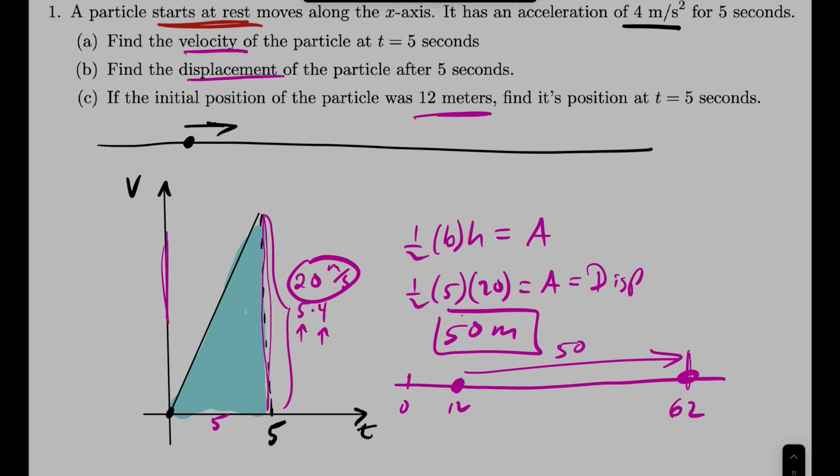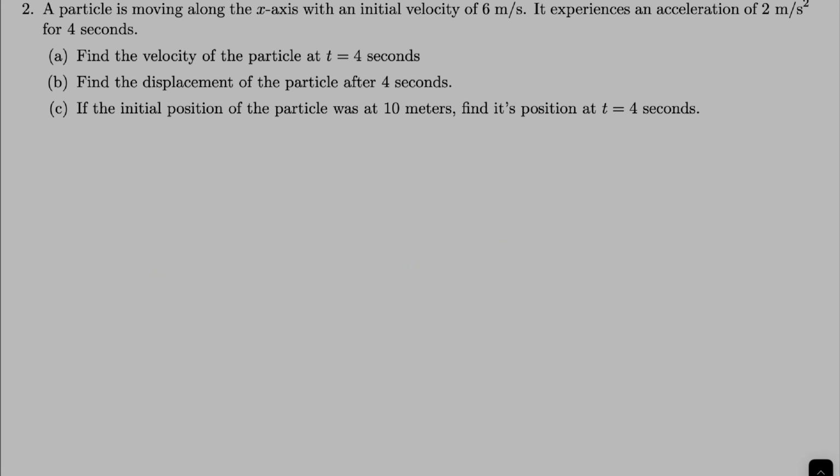Problem number 1 done. No equations required. Let's get on to the next one. Here we are with problem number 2. We're going to solve this without using any equations. Let's go. So, a particle is moving along the x-axis with an initial velocity of 6 meters per second.